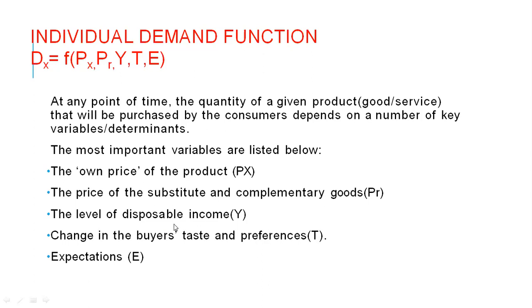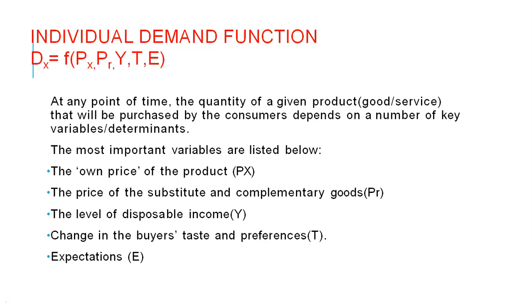Disposable income is nothing but the income which you actually spend after paying the taxes. So if the income of the consumer is high, then the demand is going to go high, and if the income of the consumer goes down, then the demand goes down. So income and demand are positively related. If income goes up, the demand goes up, and if the income goes down, the demand also goes down.